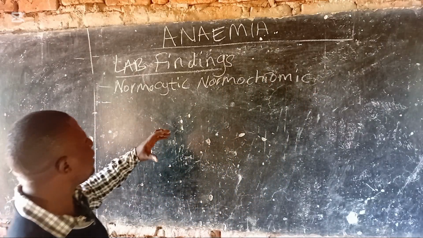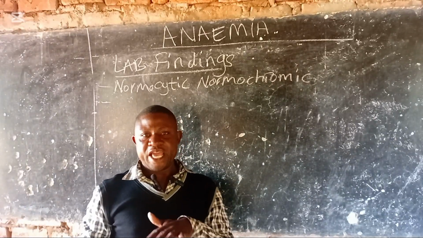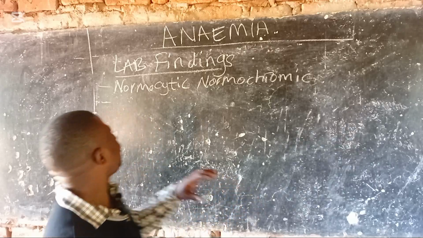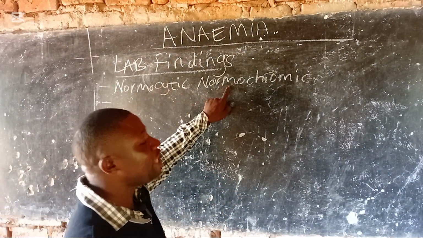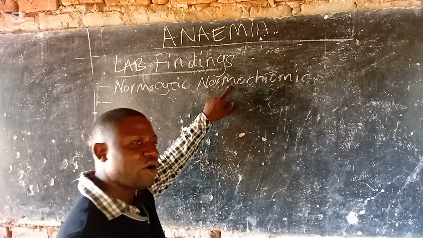When you look at the appearance in the slide, you will see that everything is normal. The size of the cell will be normal, and the staining of the cells will be normal on the slides.